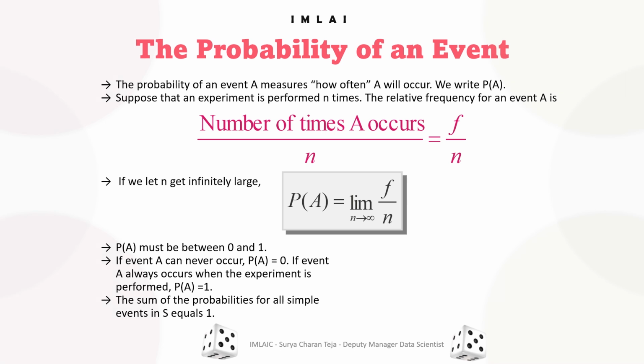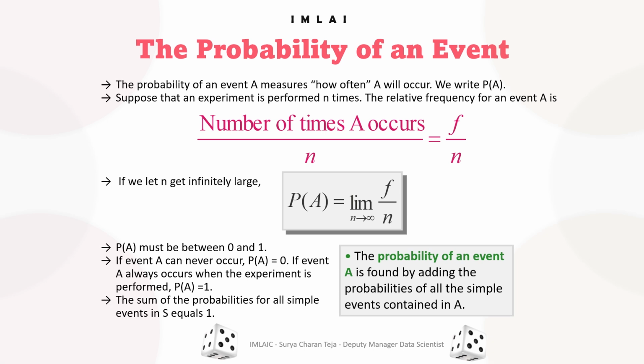The sum of the probabilities for all simple events in S equals 1. Very, very important point. Again, distinguish the difference between a simple event and an event or compound event. So the sum of the probabilities for all simple events in sample space S equals 1. Obviously, the probability of an event capital A is found by adding the probabilities of all the simple events contained in A.